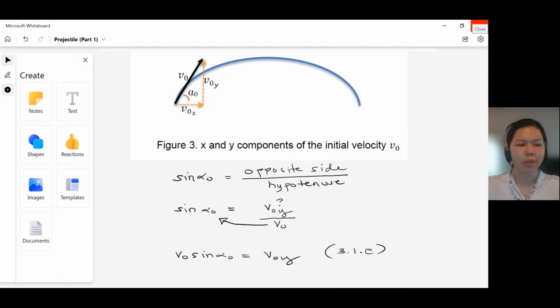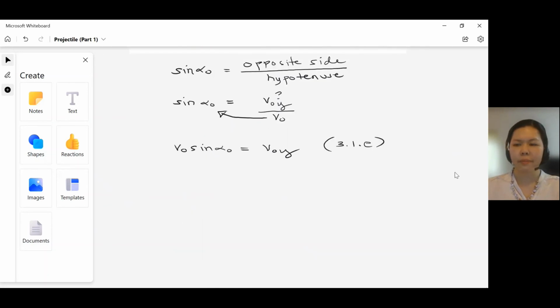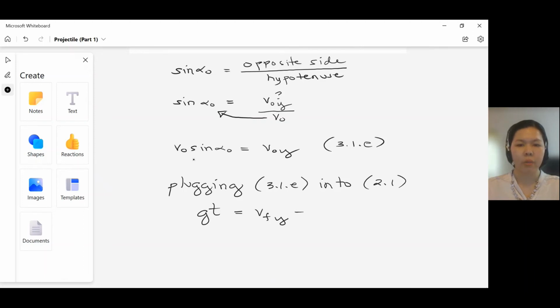Plugging this 3.1.E into 2.1, gt equals vf sub y minus v naught y. Here we plug in v naught y using 3.1.E. So plugging this 3.1.E into the equation above, 2.1, it was gt equals vfy minus v naught y, which will become this: minus v naught sine alpha naught.